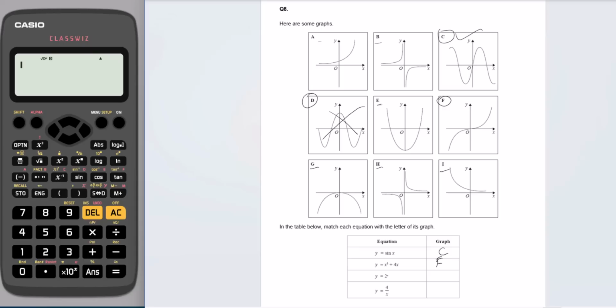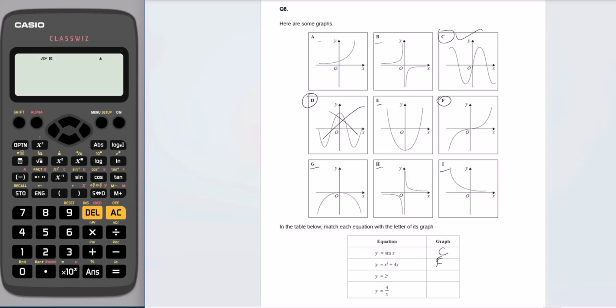Before you choose your answers, please do eliminate your options, and that will be easier then. Otherwise you'll be looking at all these graphs and get confused. And please do not use eeny, meeny, miny, moe, because that's not a very good way to choose your answers. These are easy marks. As long as you know how the graphs look, you should be able to answer these questions. So please do revise these.